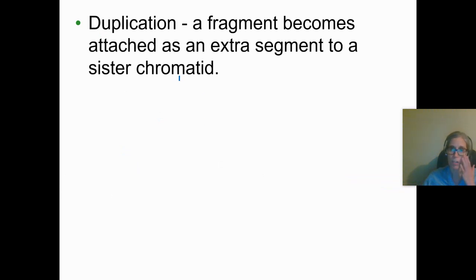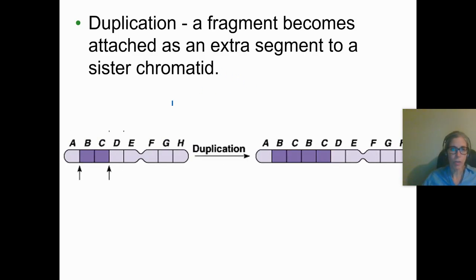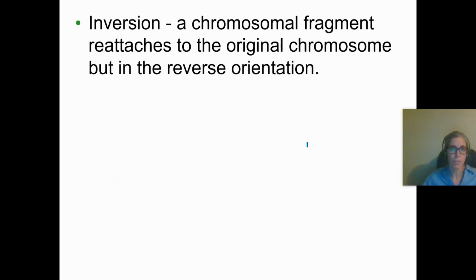Duplication is when you have an extra. So maybe it came from like a crossover event where one piece came over, but the other piece didn't go to the first one. So it might look like this. You're supposed to go A, B, C, D, and these are not genes. These are full segments of chromosomes. And this person just has a duplication there, some extra.